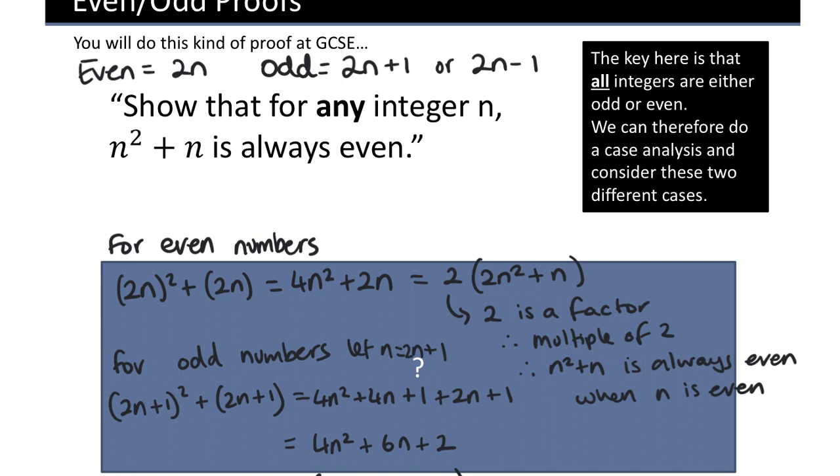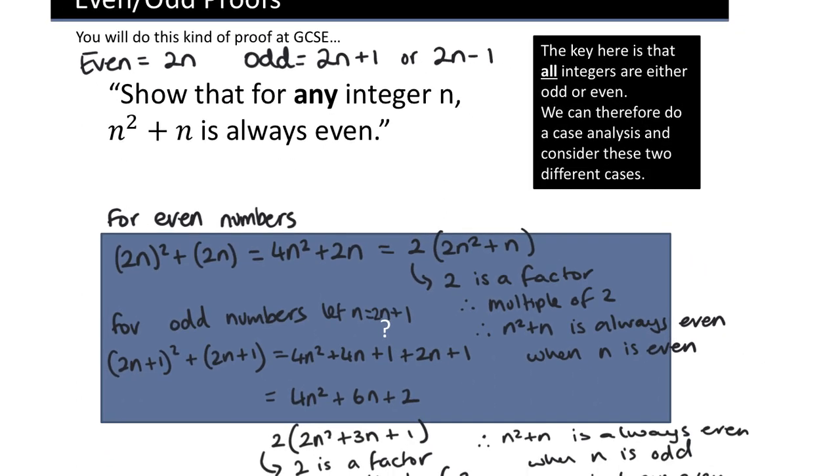and there we have it again. 2 as a factor, therefore multiple of 2, therefore n squared plus n is always even when n is odd. And then the final statement, therefore n squared plus n is always even for any integer n. Okay, so you can see there is a lot more writing, but you have to really stipulate what's going on.